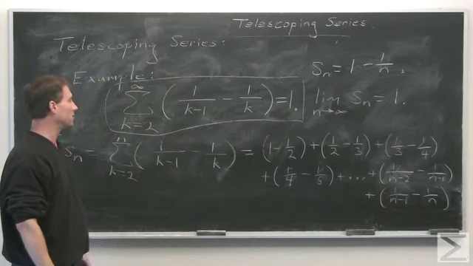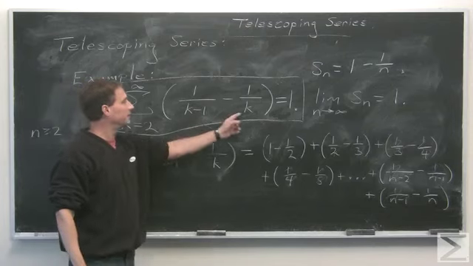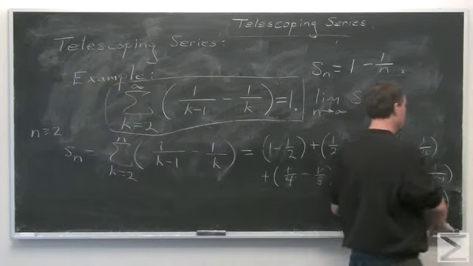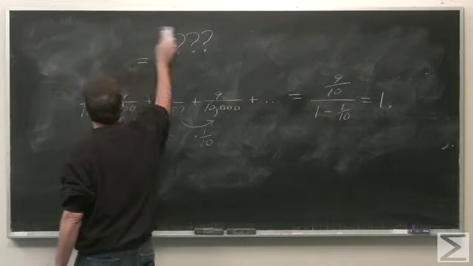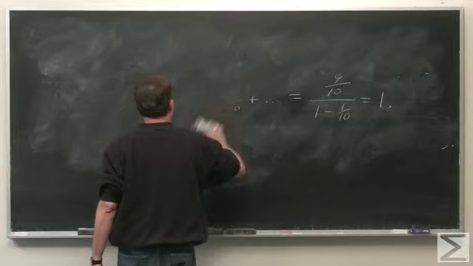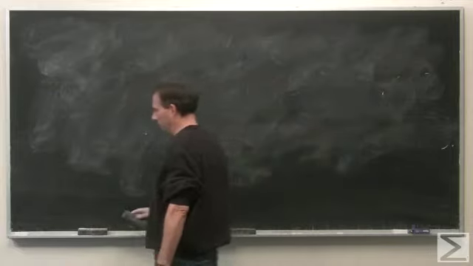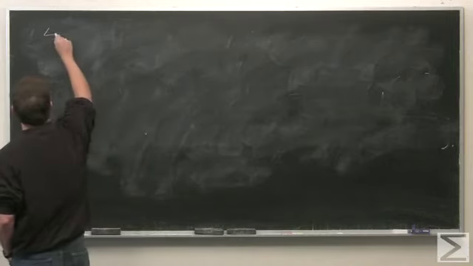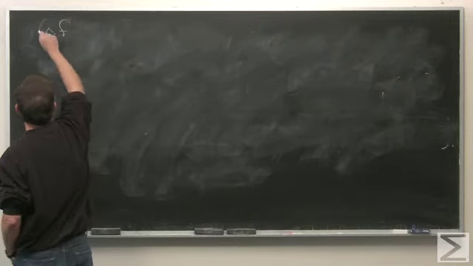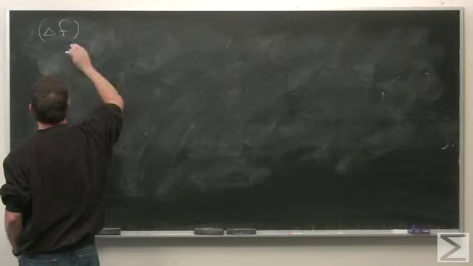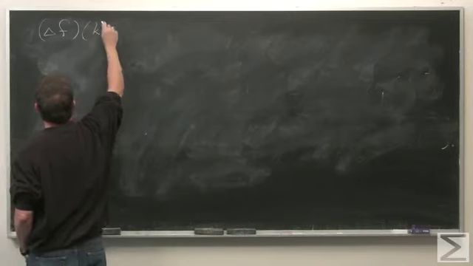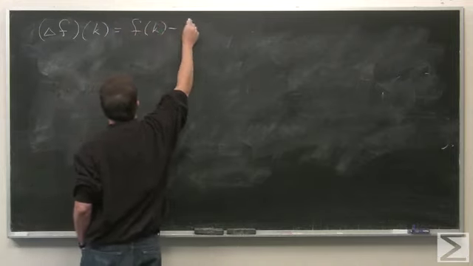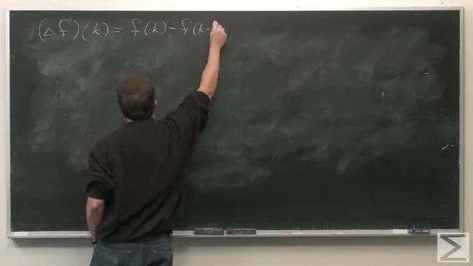This is an example of a telescoping series where you've got a difference of some function. You may not remember, but a long time ago, before we did the definition of the definite integral, we had this notation for the difference of a function, the finite difference of a function. And this notation, delta f done to k, meant f of k minus f of k minus 1.